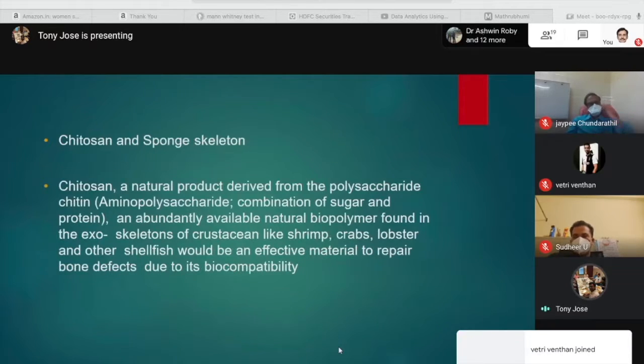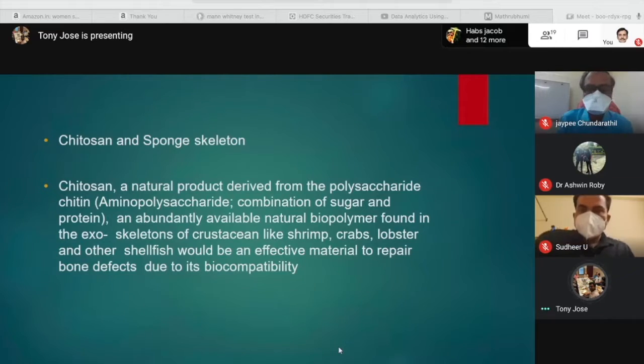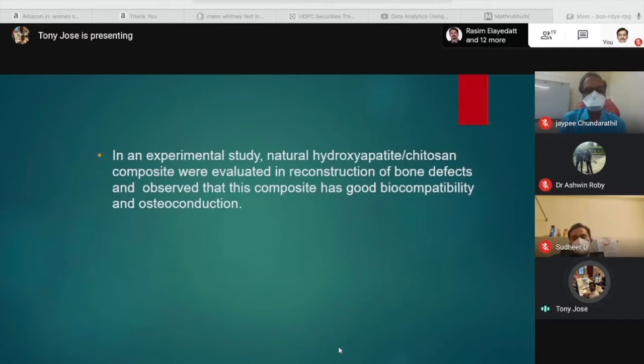The next one is chitosan and sponge skeleton. Chitosan, a natural product derived from the polysaccharide chitin, an abundantly available natural biopolymer found in the exoskeletons of crustacea like shrimps, crabs, lobster, and other shellfish, would be an effective material to repair bone defect due to its biocompatibility. In an experimental study, natural hydroxyapatite or chitosan composite were evaluated in reconstruction of bone defects and observed that this composite has good biocompatibility and osteoconduction.